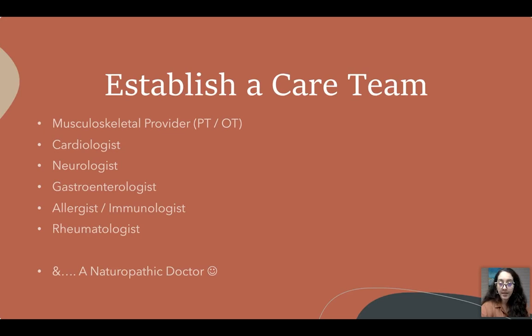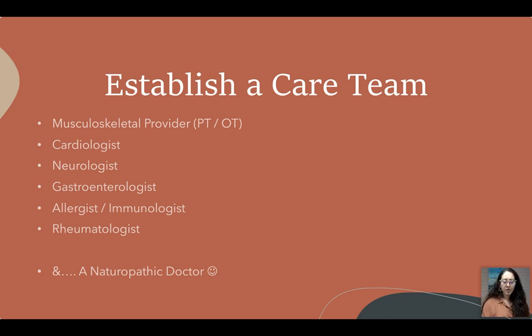And then establishing a care team, I think that's super, super important, because depending on what symptoms are more prevalent, you might want to have a specialist on board to at least do some of the diagnostic workup and testing of other conditions that could be co-occurring. And so a musculoskeletal provider, so a PT or an OT. There is a great OT in the area that you've probably heard of if you have EDS. So I won't put her name on here, but if you are interested in that, I can definitely give you a referral. Having a good cardiologist, neurologist, gastroenterologist, allergist, rheumatologist on board, these can be helpful.